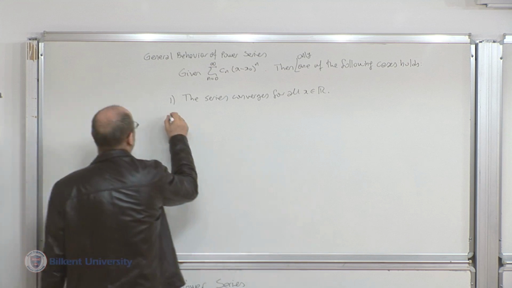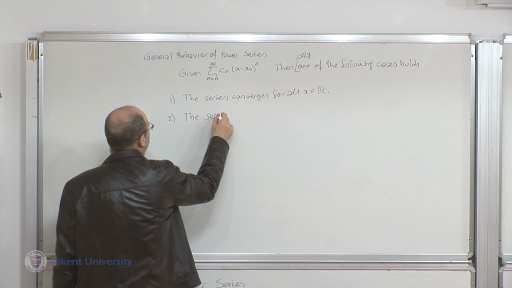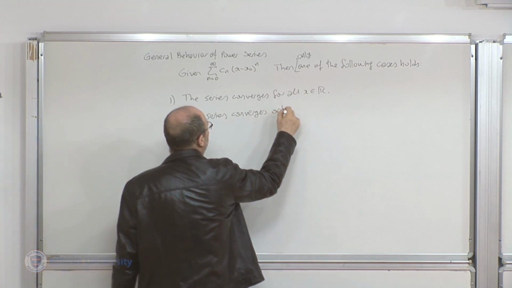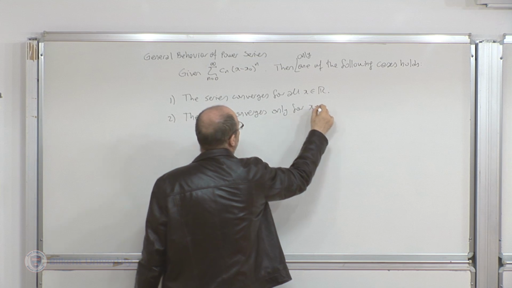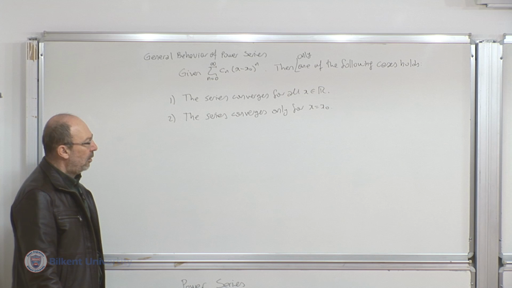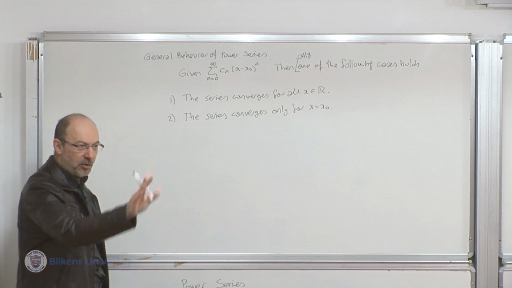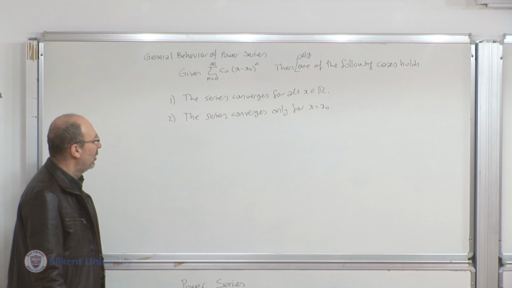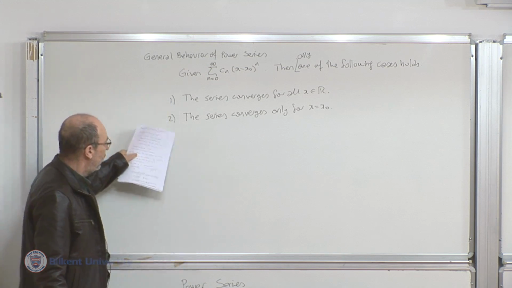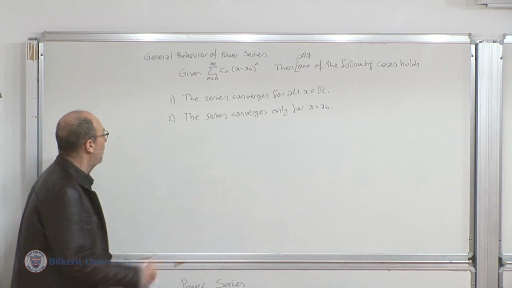The other one is the pathological case. The series converges only for x equals x_0. Okay. Question? Yeah, okay. So we had an example for this. And the other two examples we had will be given here.